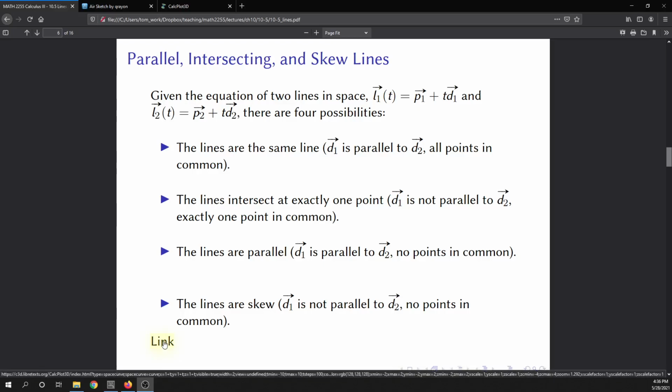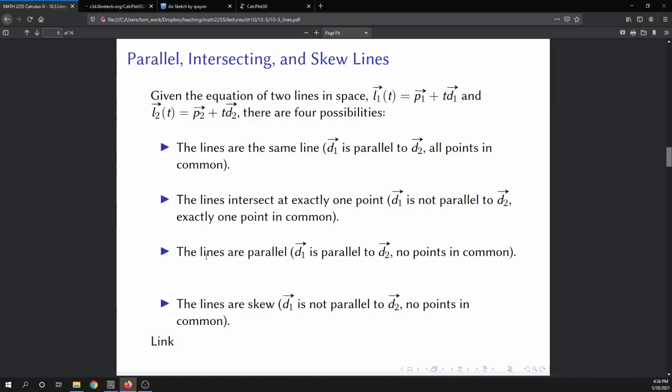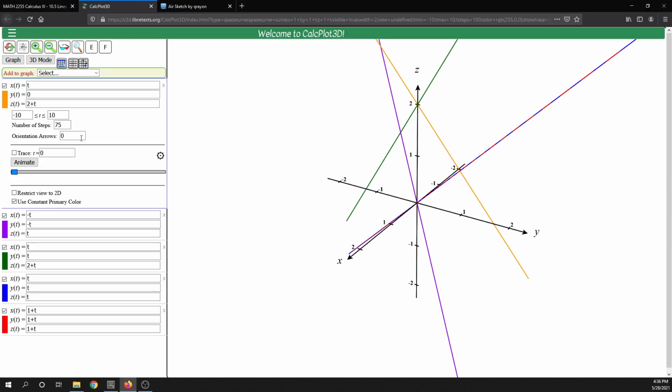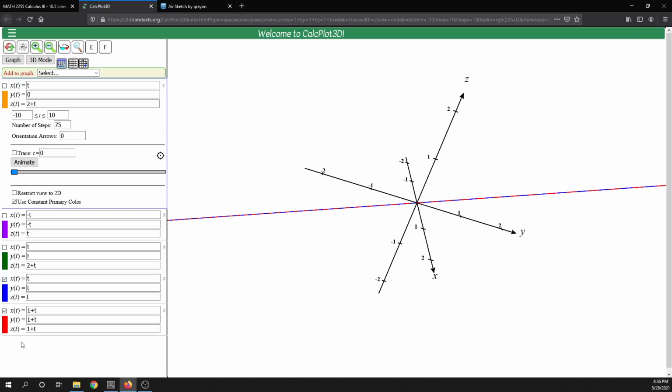All right, let's take a look at all of these possibilities. Let me turn all of these off. Okay, so here we go. Down here we have these two lines. You can see the equations look different here. All of the component functions are t. In this line, the red line, all of the component functions are 1 plus t.